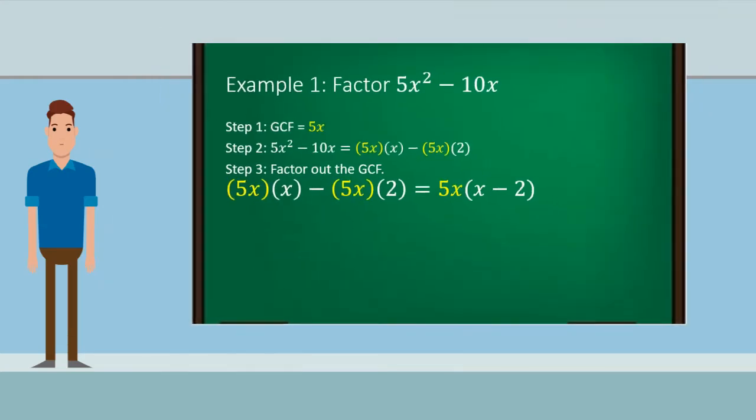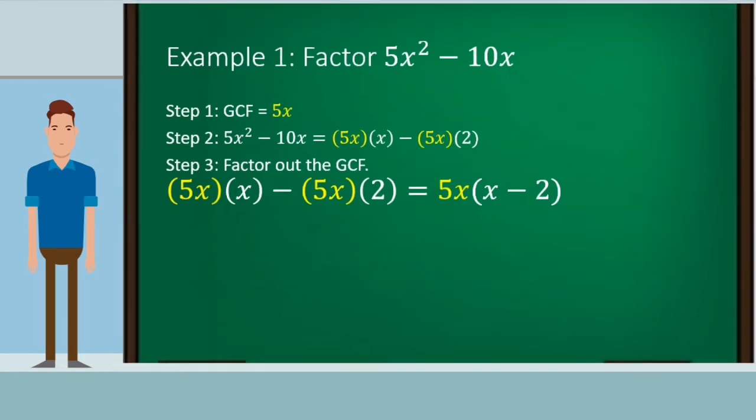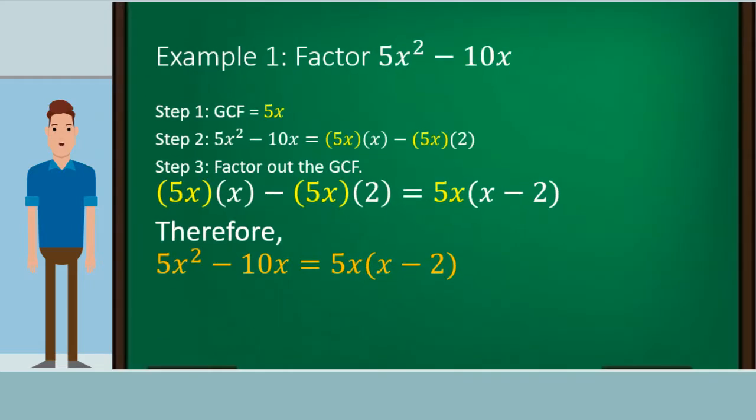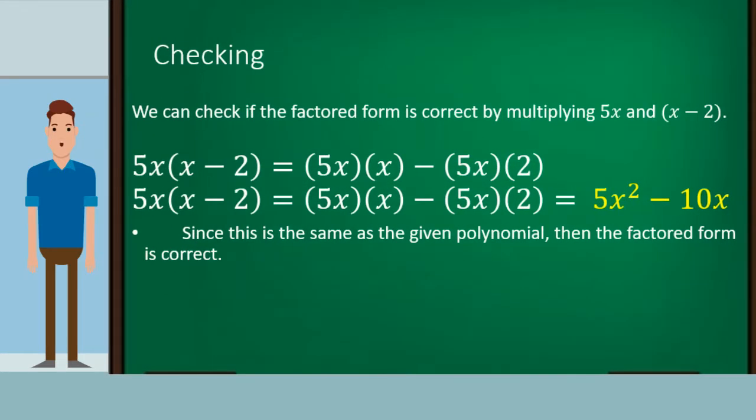Step 3, factor out the GCF. Now we can apply the distributive property to factor out 5x. 5x times x minus 5x times 2 equals 5x times (x minus 2). Therefore, the polynomial 5x^2 minus 10x can be factored as 5x times (x minus 2). We can check if the factored form is correct by multiplying 5x and (x minus 2). Since this is the same as the given polynomial, then the factored form is correct.